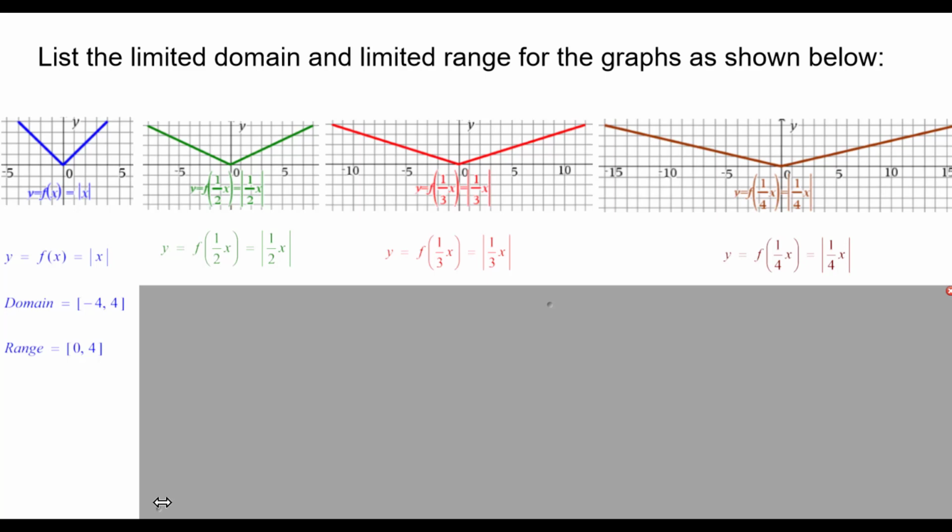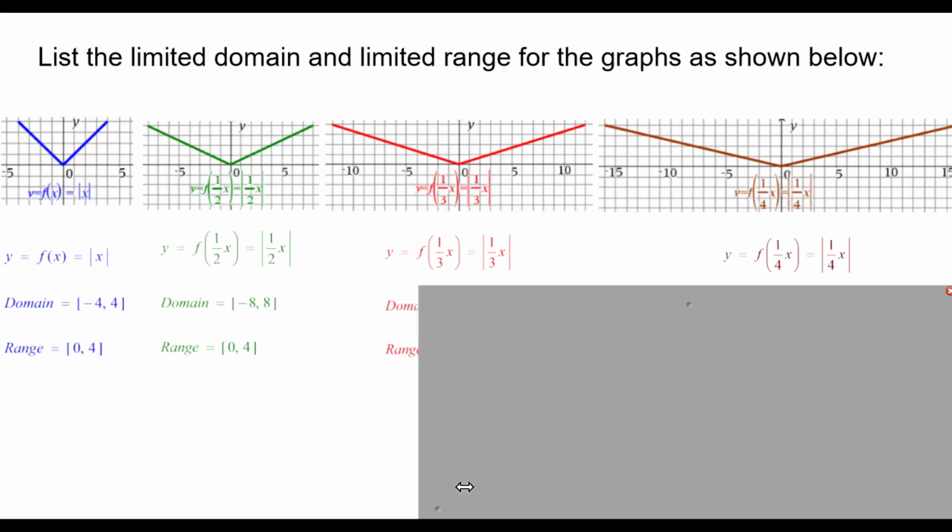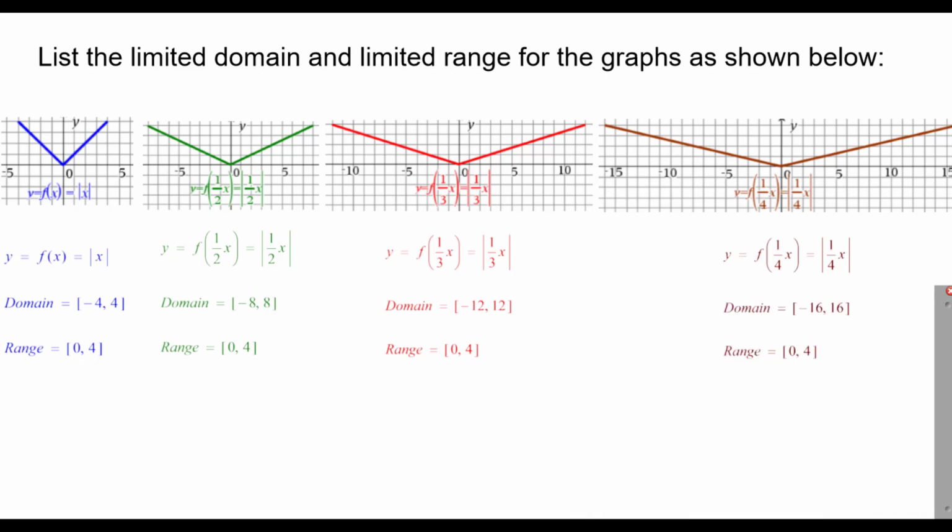For the absolute value of 1/2 x, the domain is from -8 to 8 inclusive, range is the same. Absolute value of 1/3 x, the domain is from -12 to 12 inclusive, range is the same. And for absolute value of 1/4 x, domain from -16 to 16 inclusive, same range all the way around. Look for patterns.